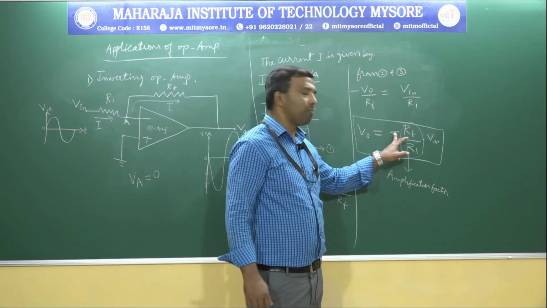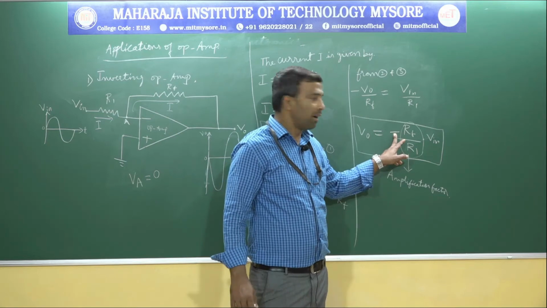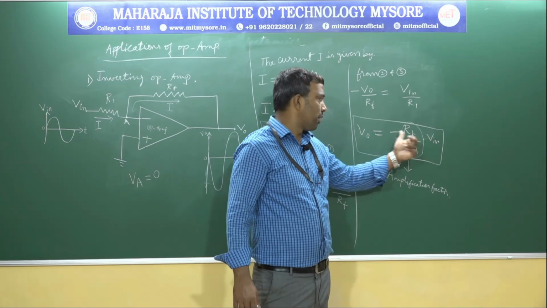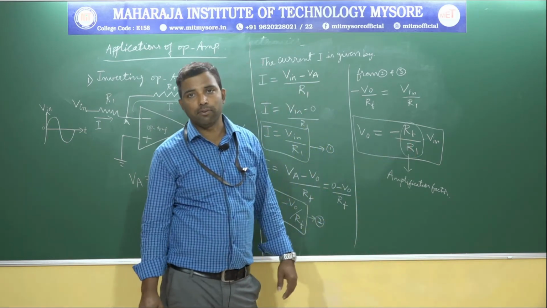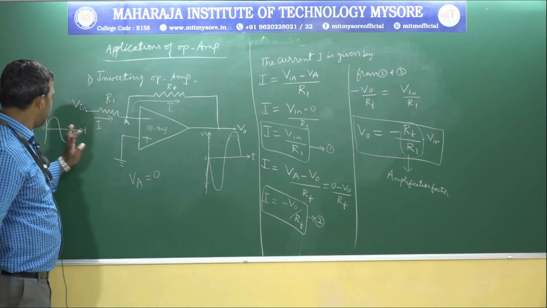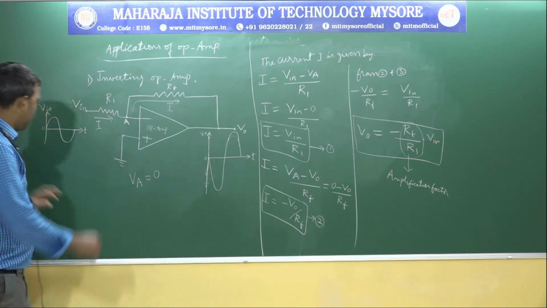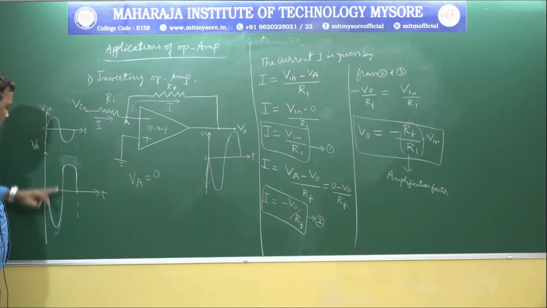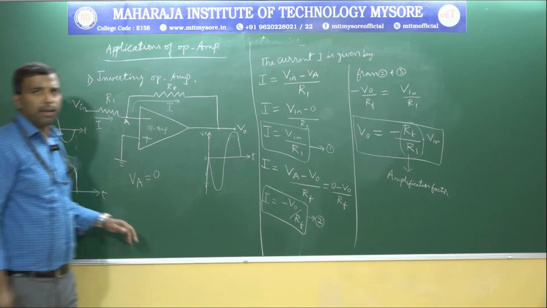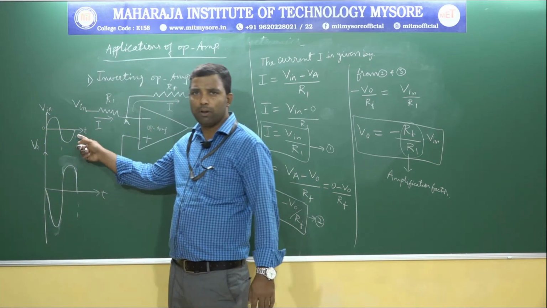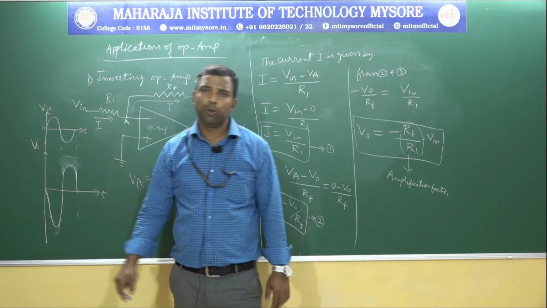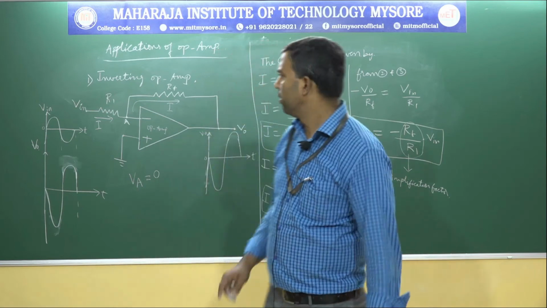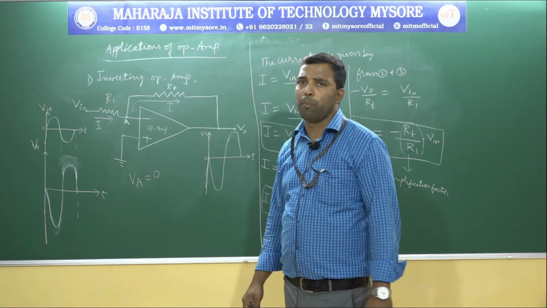And one more thing is, this is minus. Minus indicates that output and input are 180 degrees inverted, 180 degrees out of phase. This is the input and this is the output. Those two are 180 degrees out of phase. So those two are inverted with respect to input and output. This is nothing but the inverting op-amp.